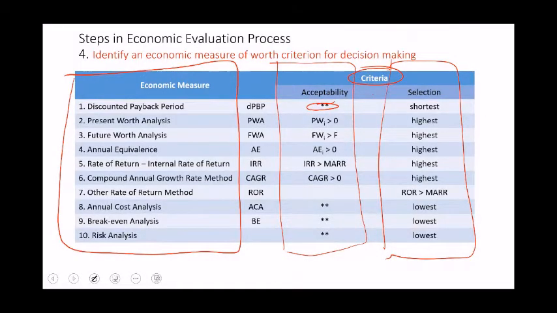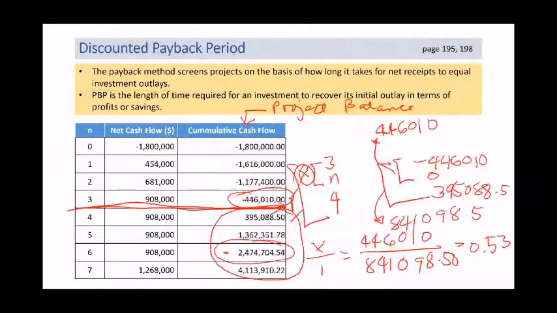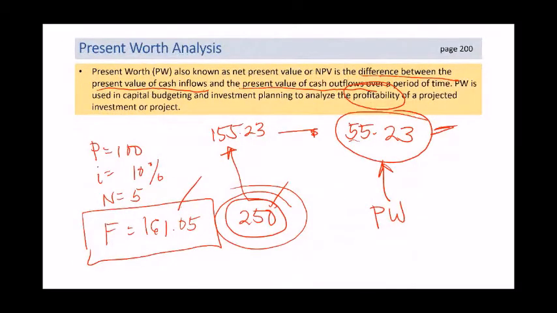so even in acceptability, the PW must be greater than 0. If it is less than 0, then do not accept the project for present worth analysis. But take note for selection, regardless if it is 0 or negative number or positive number, what we are going to select is the project with the highest PW, regardless if it is negative or positive. Okay, any question on PW?